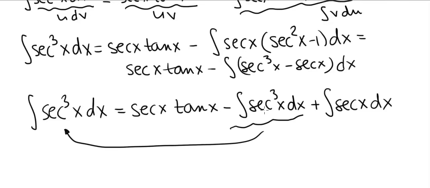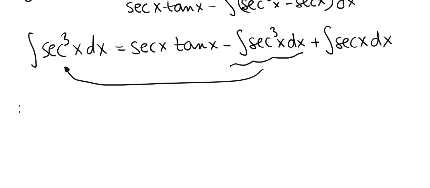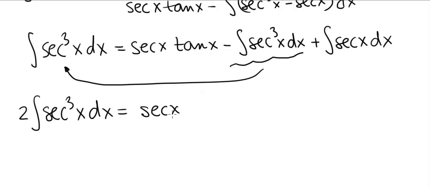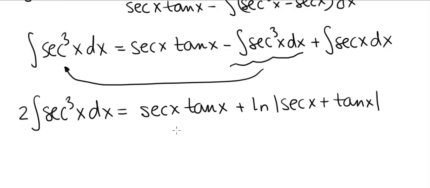So we have one integral of secant cubed that's on the right that will be moved to the left, the other one on the left, that gives us a total of two integrals of secant cubed. So 2 times the integral of secant cubed x is equal to secant x times tangent x, and then we know the integral of secant, it is natural log of absolute value of secant x plus tangent x. Now dividing both sides by 2, we arrive at the answer.